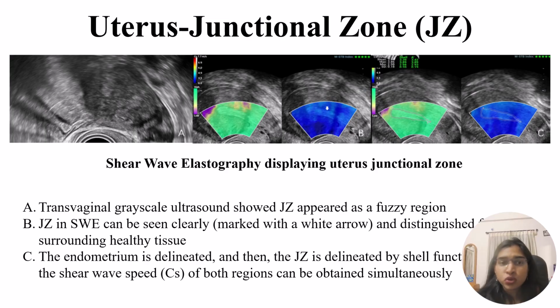Next comes the junctional zone. See, in the first picture, this is a transvaginal grayscale ultrasound, and the junctional zone is not clear. It is appearing as a fuzzy region. And when we put shear wave elastography, we can clearly see and distinguish the junctional zone and the surrounding healthy tissue. This white arrow is showing the junctional zone. With the help of shear wave elastography, the endometrium and the junctional zone we can clearly delineate, and the shear wave speed of both the regions we can obtain simultaneously. So it is helpful in the diagnosis of adenomyosis.